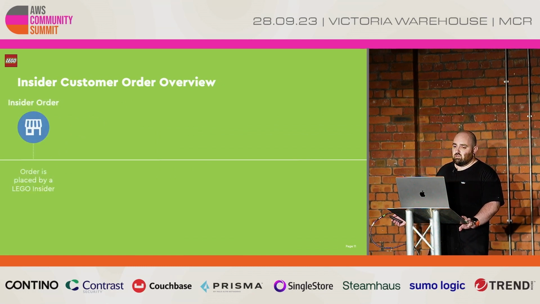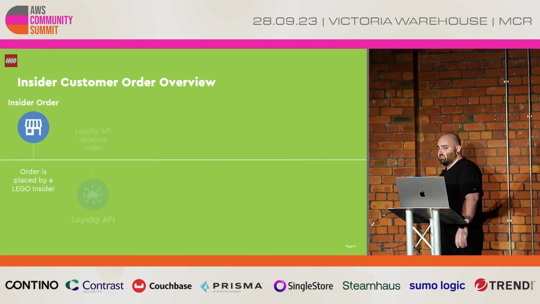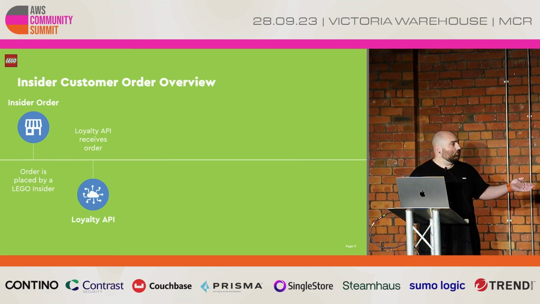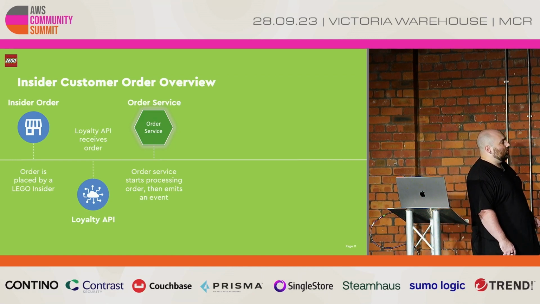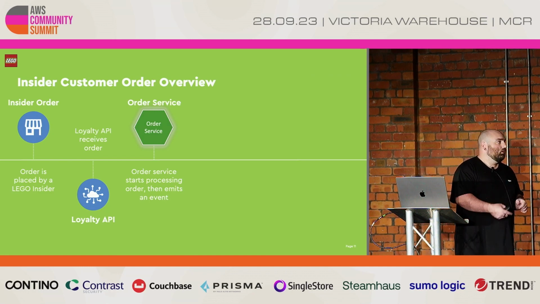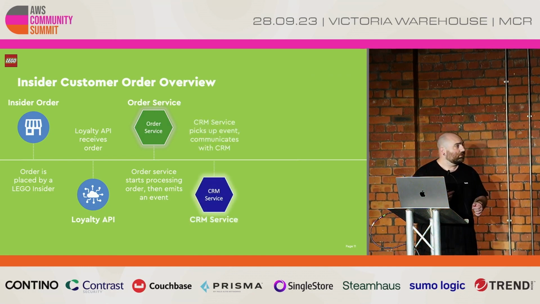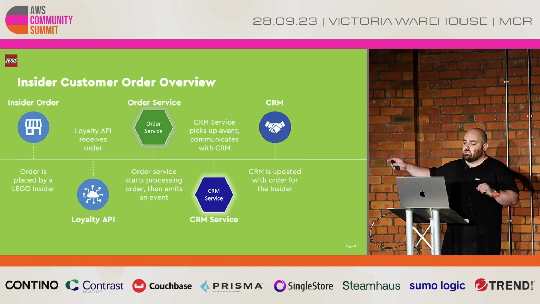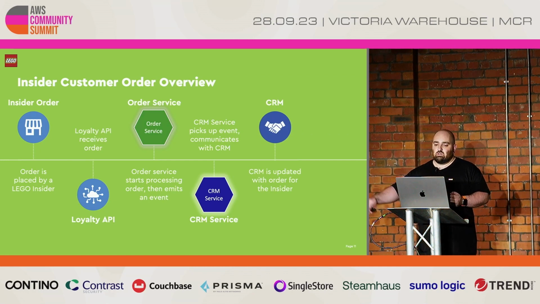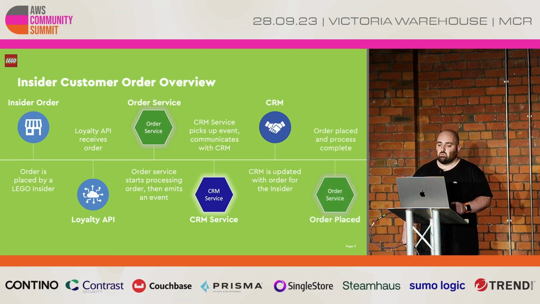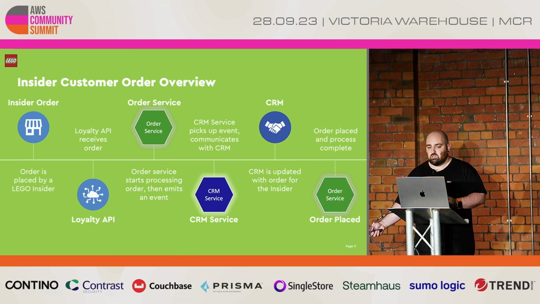If we look now at the actual order overview for this insider customer, they come into the store and place their order. That runs into the loyalty API, and then our order service will pick that up, start processing it and emit an event. That event will then get picked up by the CRM service, which reaches out to the CRM and says, look, got this for you. The CRM will go, okay, cool, I'll do my thing and update, and then it comes back to the order service and the process is completed.